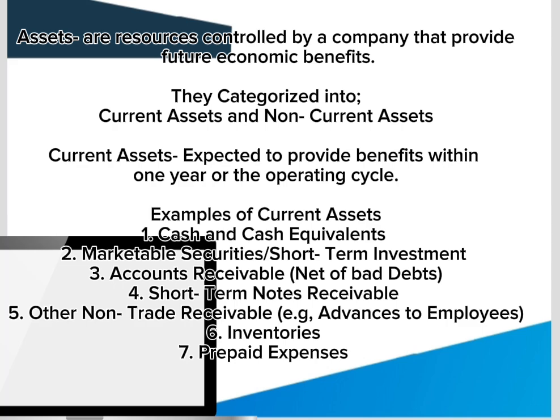Examples of current assets. First, cash and cash equivalents. Second, marketable securities or short-term investments. Third, accounts receivable. Fourth, short-term notes receivable. Fifth, other non-trade receivables. Sixth, inventories. Seventh, prepaid expenses. Those are examples of current assets.